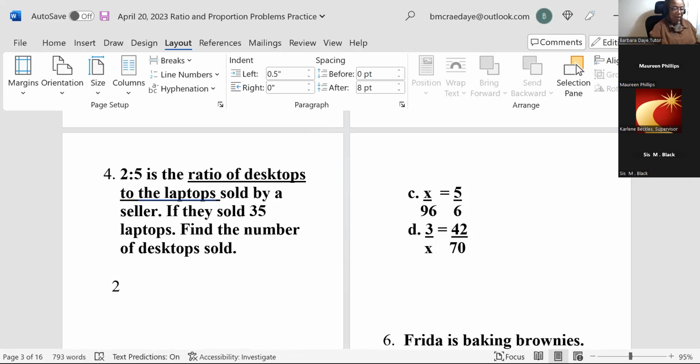You've got to set it up as a fraction to solve it. It's a cross multiplication. So you've got 2 over 5, and what's that equal to, Maureen? The 35 laptops. Now you remember your ratios: this is desktop, so you don't get them mixed up. The 2 is the desktop, and the 5 is the laptop. So you've got laptops. There we go.